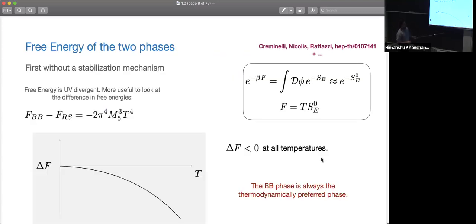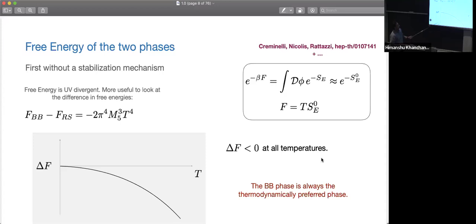So if you want to understand how the transition happens, we should think about the free energy of the two phases and understand when one free energy becomes favorable compared to the other. And again, let's ignore the stabilization, which is kind of crucial, but for now let's just do it without that. So without a stabilization, we can calculate the free energy. Free energy is UV divergent, like many quantities in field theory, so you have to regulate it.